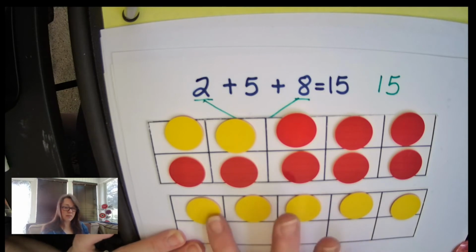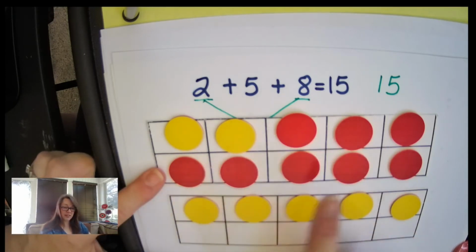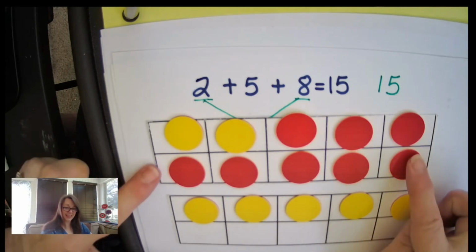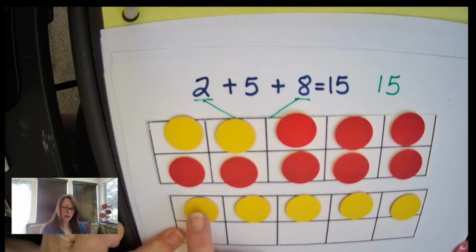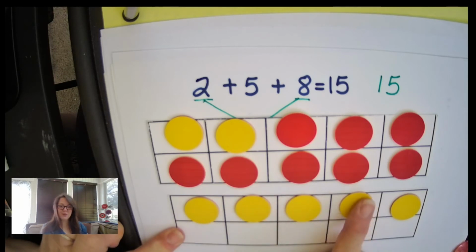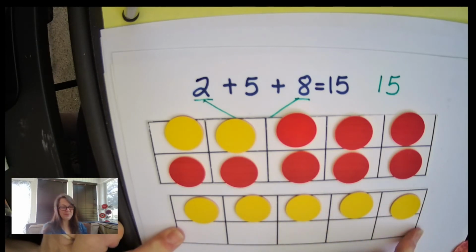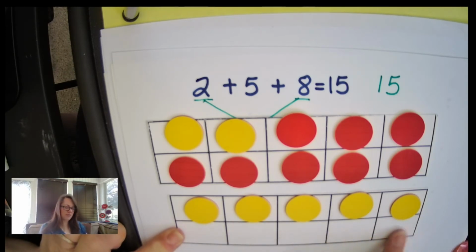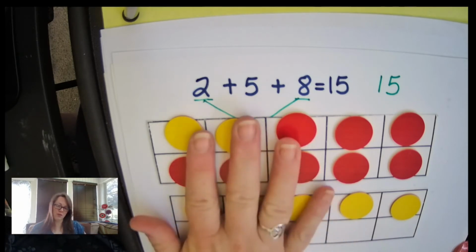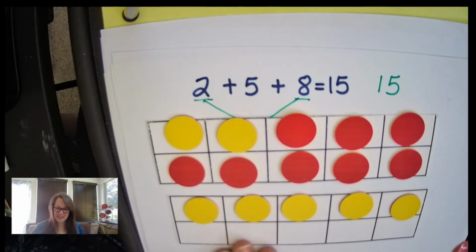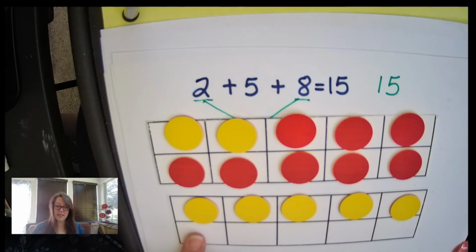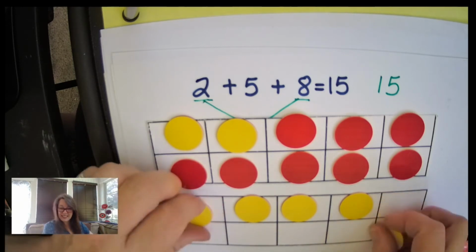Now let's count those just to make sure. We have a full 10 frame, so that's 10 plus 11, 12, 13, 14, 15. So the answer is 15. I see that I have a row here, 5 left until I fill this next one up. If I filled them both up, how many would I have then? 2 full 10 frames. That would give me 20.